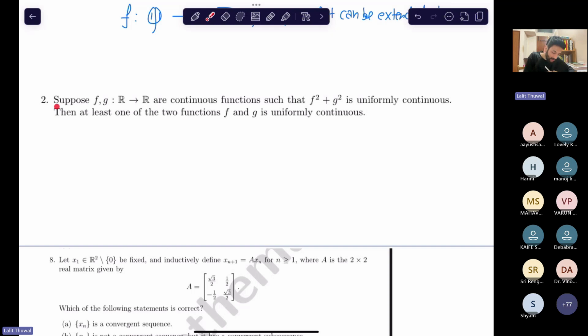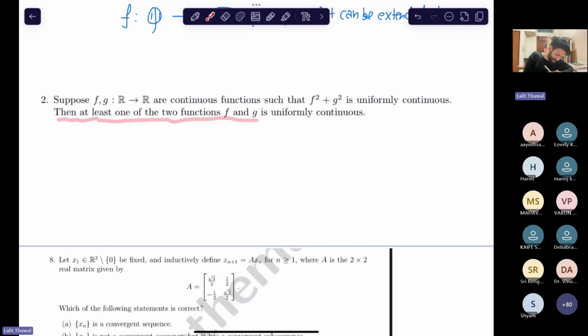Suppose f and g are continuous functions. You have two continuous functions, such that f square plus g square is a uniformly continuous function. There is no comment about the uniform continuity of f and g. So what has been asked here? Then at least one of the two functions f and g is uniformly continuous. At least one of them should be uniformly continuous.